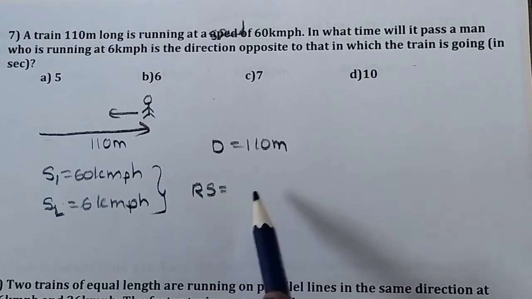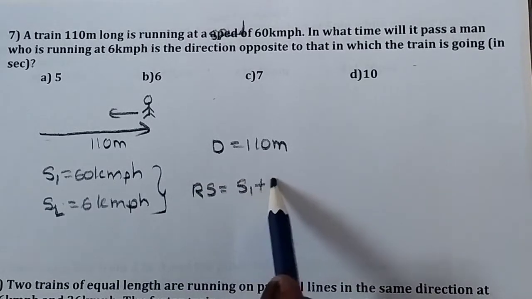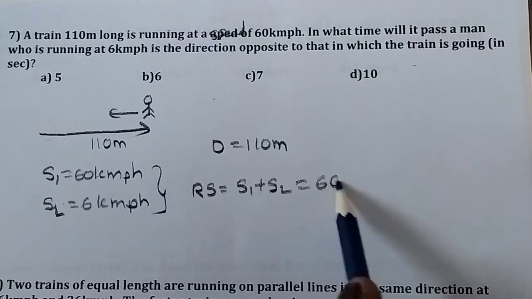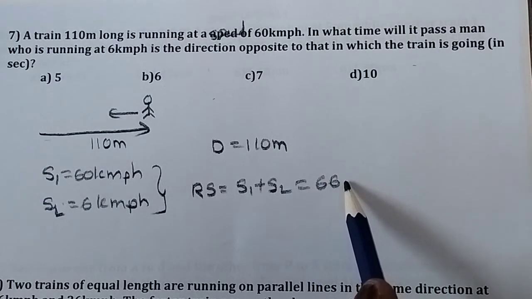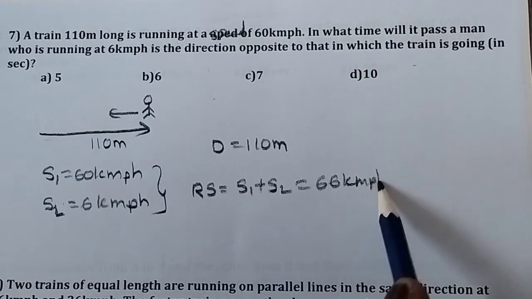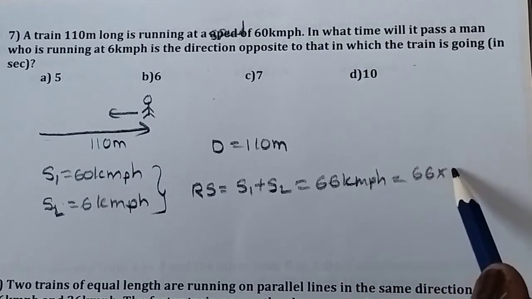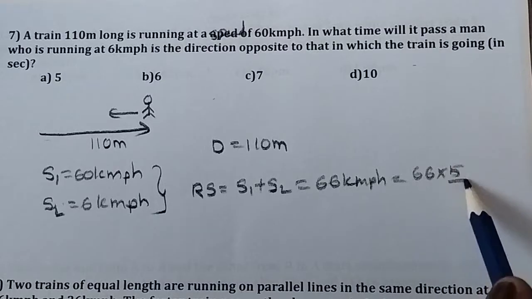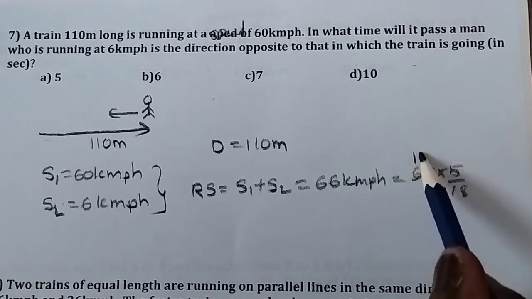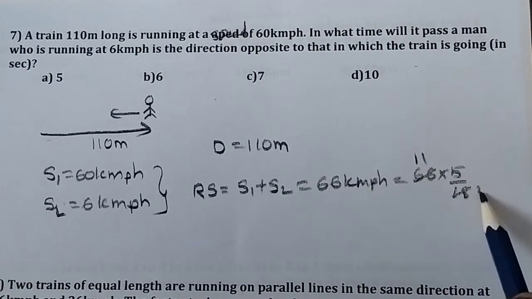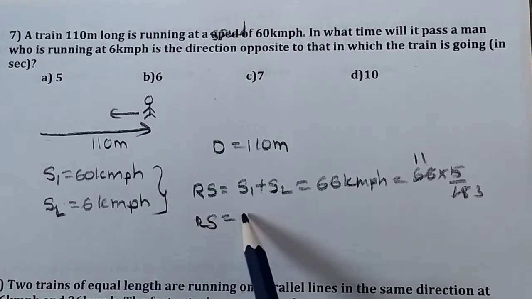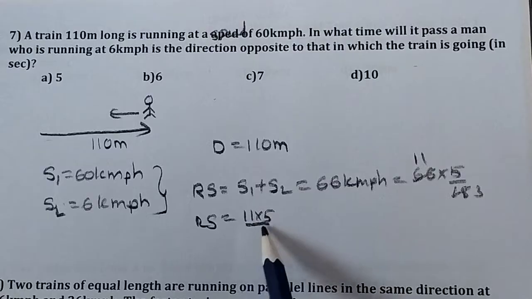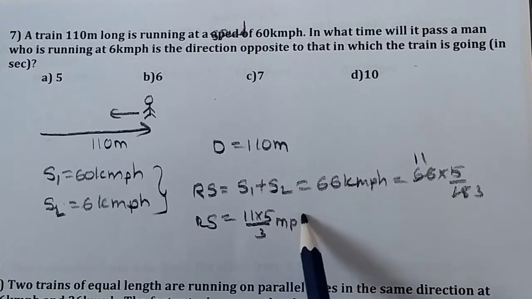Now the relative speed is S1 plus S2, that is 66 kilometers per hour. It's better to convert into meters per second. Okay, now 66 into 5 by 18, 11, and this is 3 times. So relative speed is 11 into 5 by 3 meters per second.